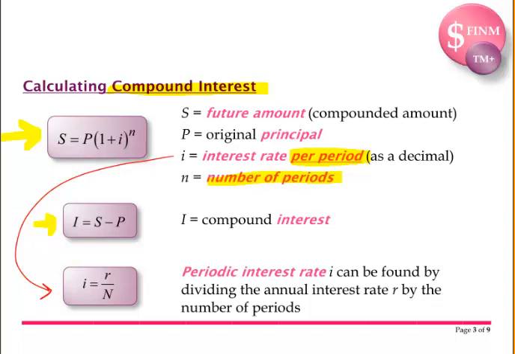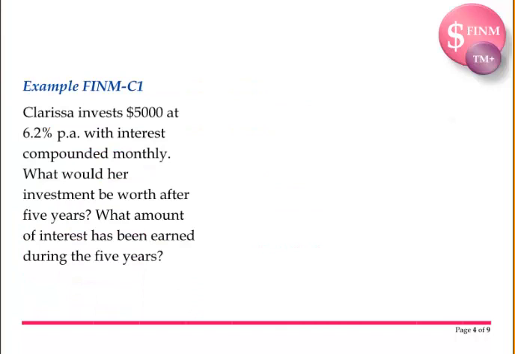Okay? So let's look at an example. Clarissa invests $5,000 at 6.2% with interest compounded monthly. That's the key. We really need to take account of that. What would her investment be worth after 5 years? Also, what interest would be earned in that 5 years? So let's write out our information.